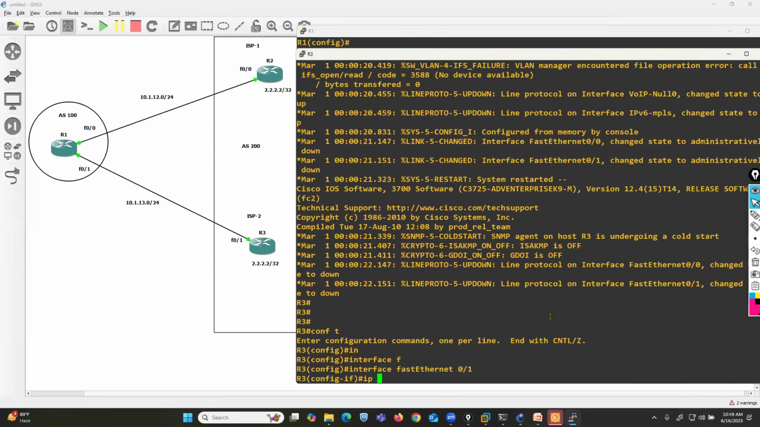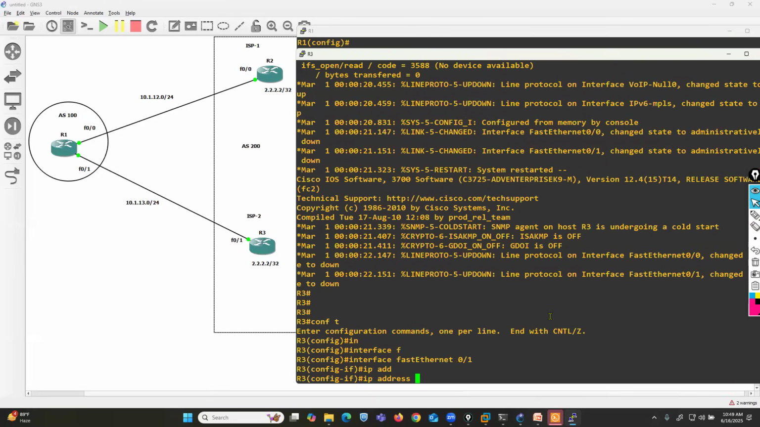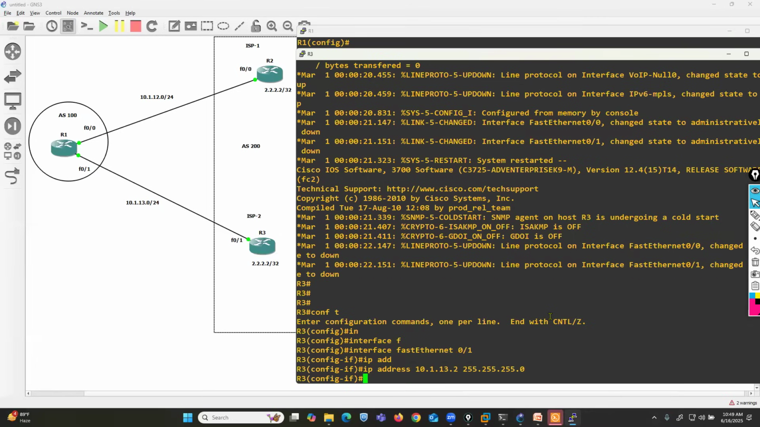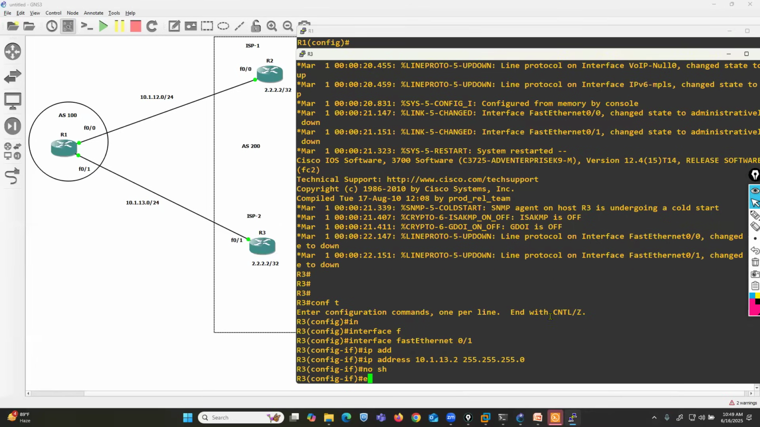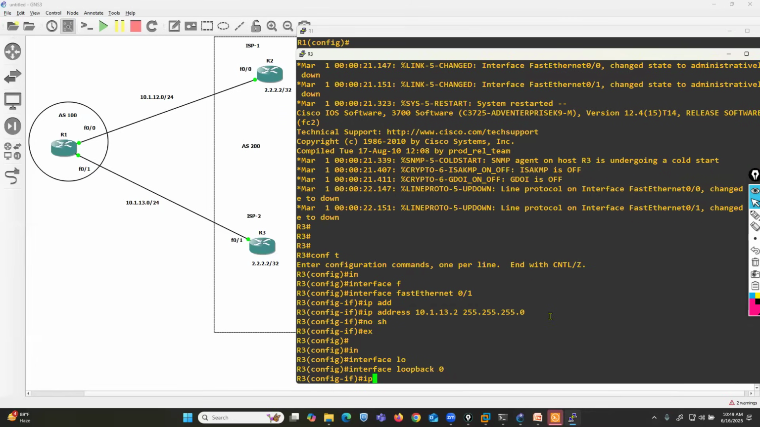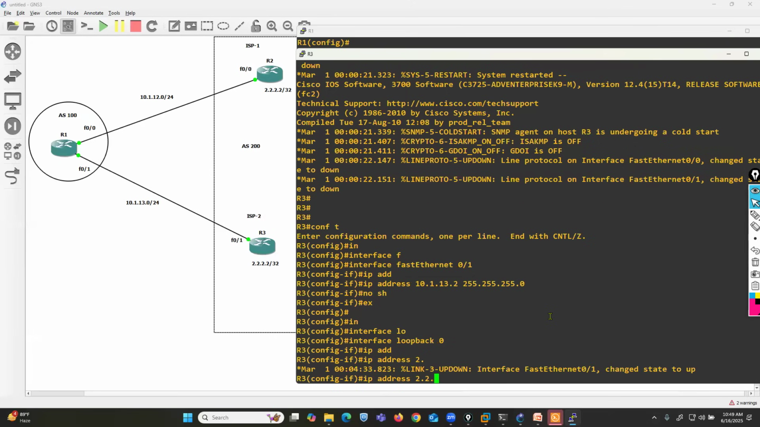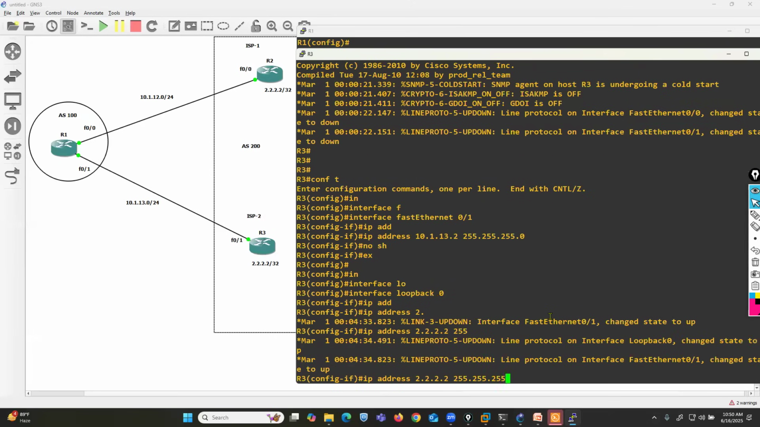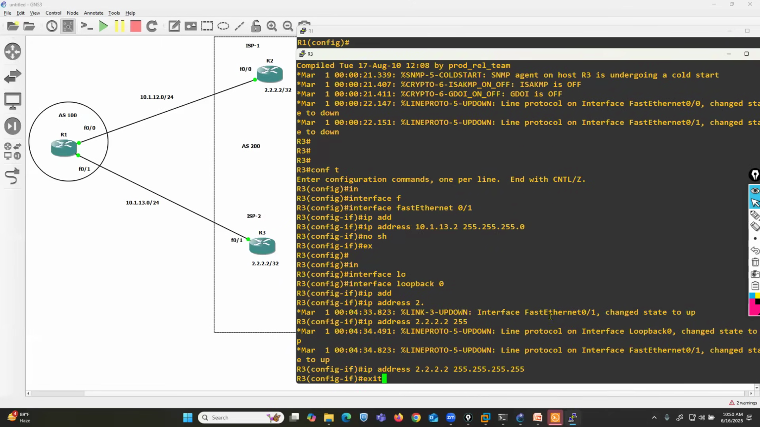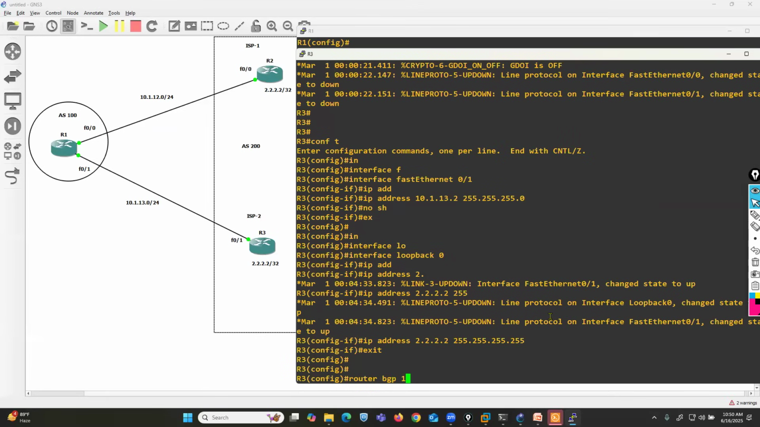Interface FastEthernet 0/1, 10.1.13.2, 255.255.255.0, no shutdown. Interface loopback 0, and yes, the same destination we have, loopback 2.2.2.2.